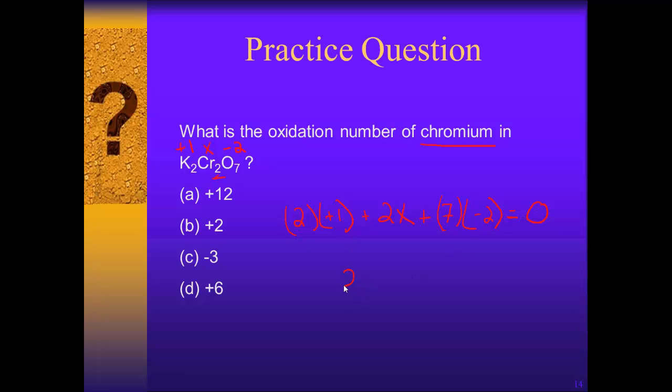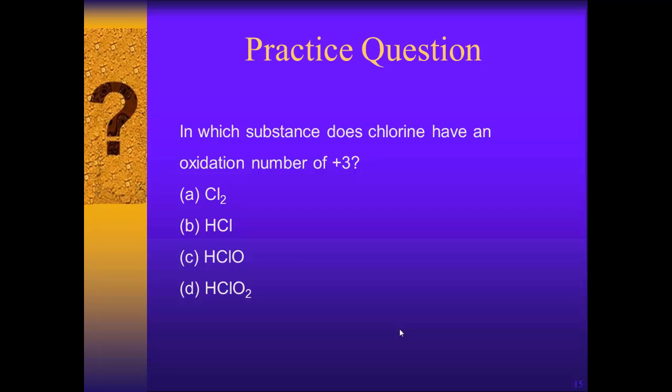We do all our math. We get 2 plus 2x plus -14 equals 0. And we solve, and we get what? That is correct. We get a +6. So our chromium oxidation number equals +6 in this case. And that is oxidation numbers.